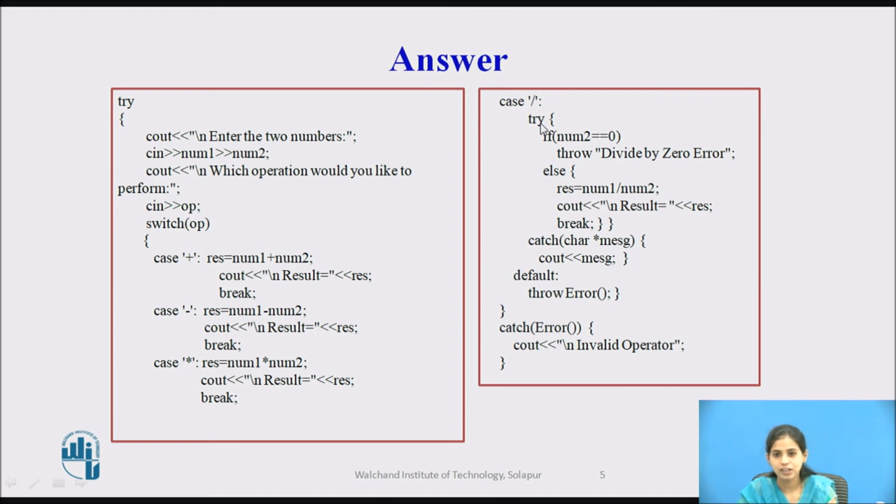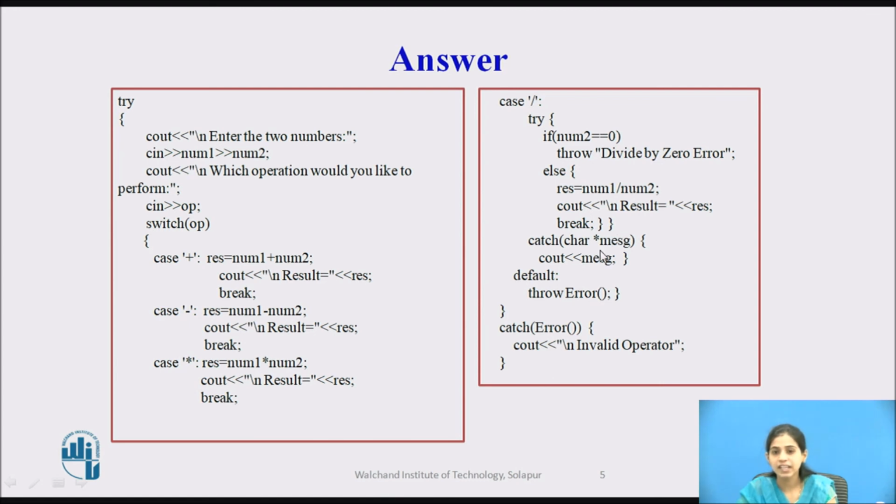Here we use the try catch block. In the try, here we check if num2 is equal to 0. If num2 is 0, then we have to throw the exception. So here we are using the throw, and we specify the message divide by 0 error. If num2 is not 0, then in the else part we perform the division operation num1 divided by num2, and that result is stored in the res variable, and we display the result on the screen by using the cout and we break the case. Then we close the else block, and then we close the try block.